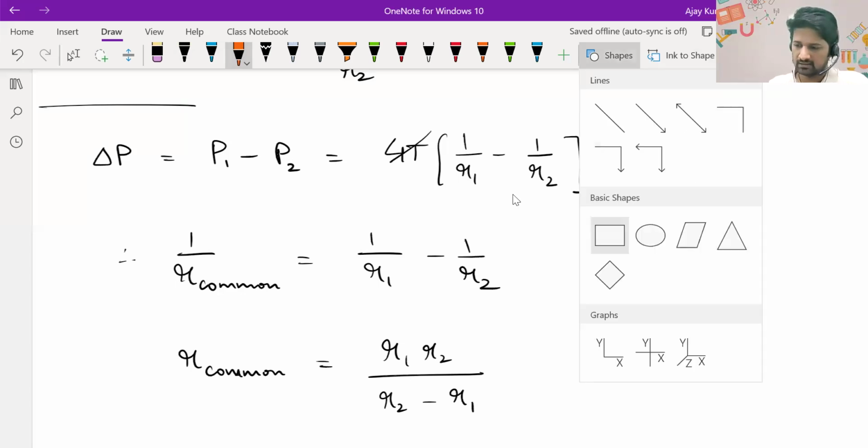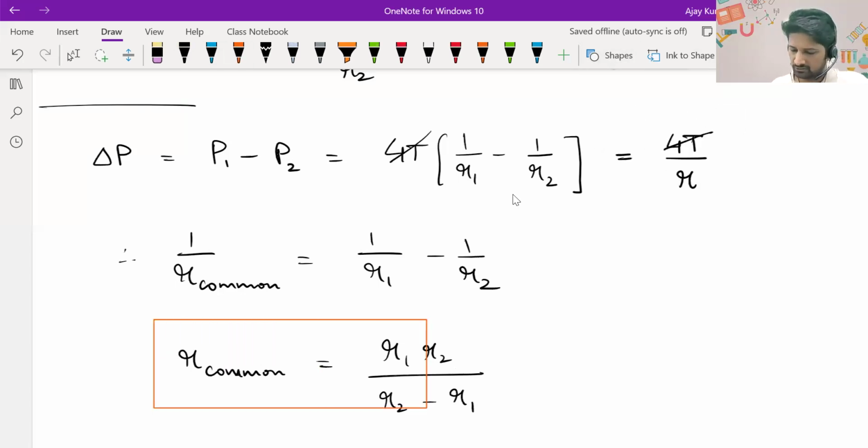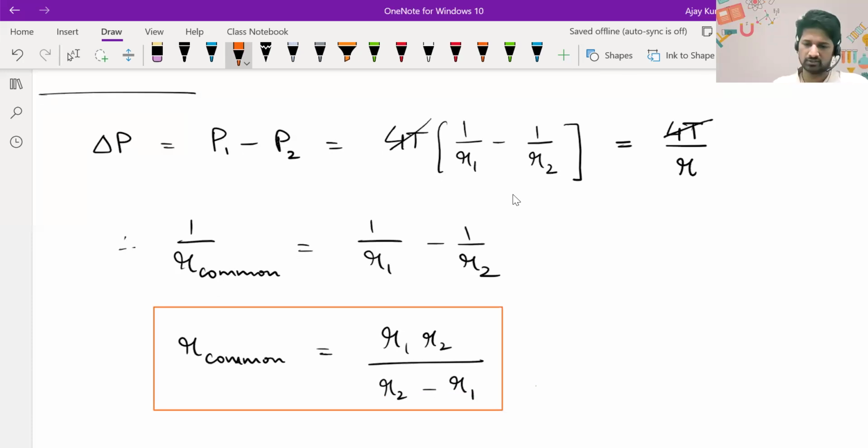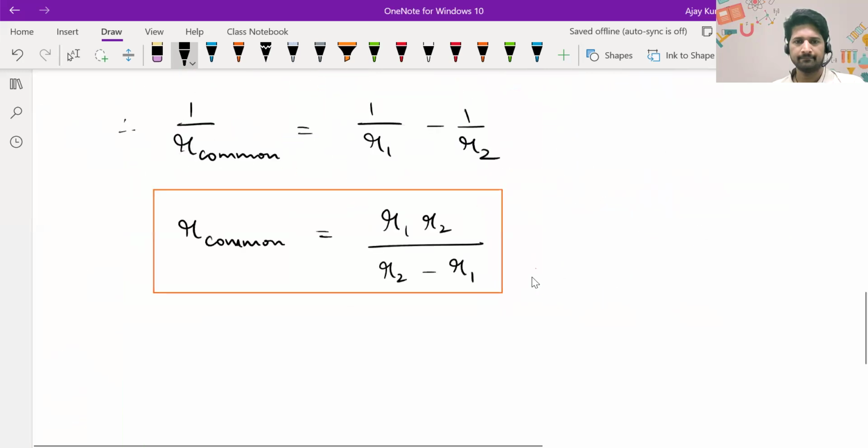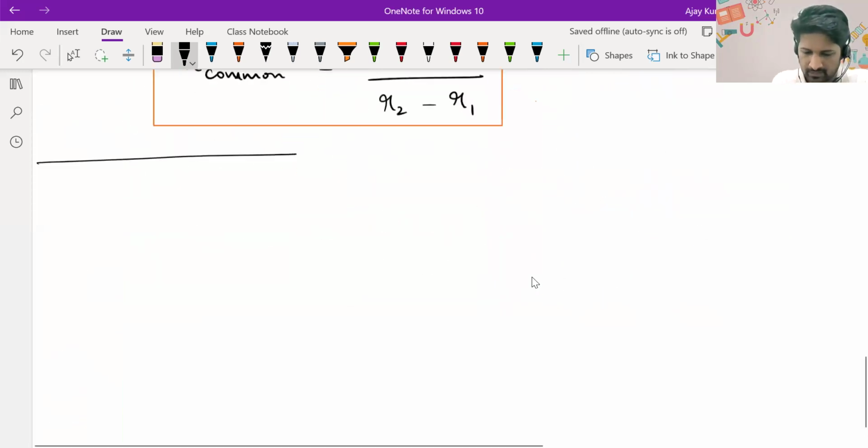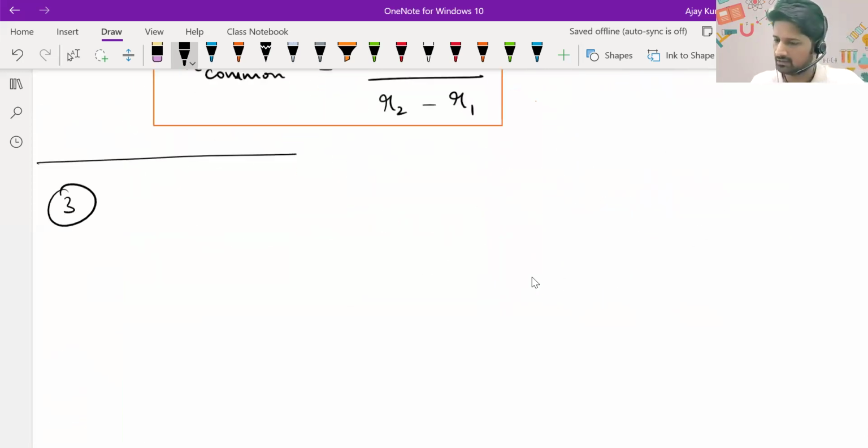Okay. The idea here is that radius of curvature depends on excess pressure across it. Next, just a moment, I'll draw one diagram.